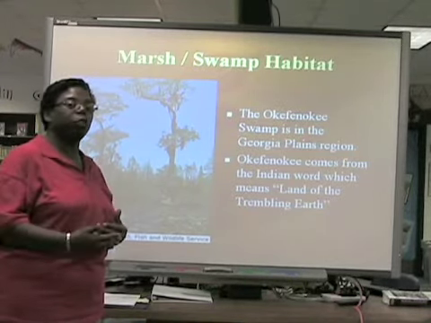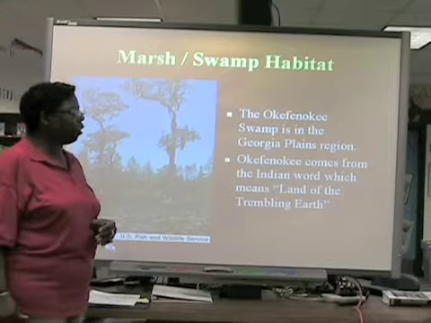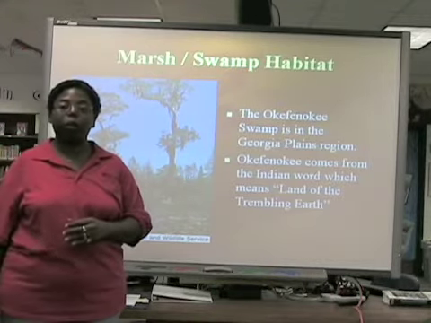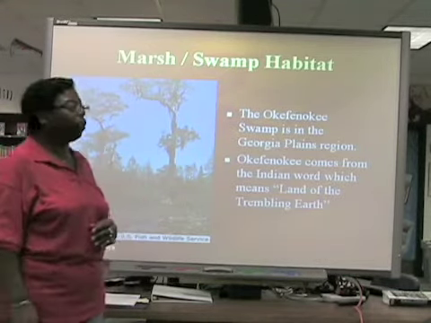The marsh and swamp habitat, this is the Okefenokee Swamp, is in the Georgia Plains region. In Georgia Plains region, we have not really spoken about yet, but one thing you will know is that you will find the marsh and swamp habitats of Georgia within the Georgia Plains region. The Okefenokee comes from the Indian word which means land of the trembling earth. Land of the trembling earth.